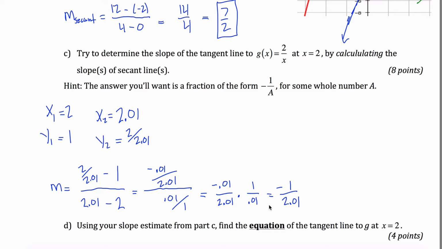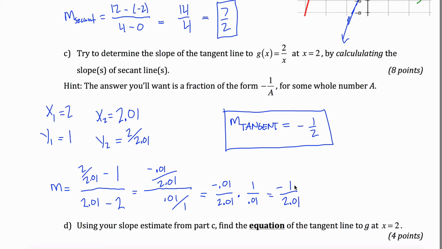And that might be enough for you to estimate the slope of the tangent line, especially because I gave you this hint. I said the answer that you'll want is a fraction in the form negative 1 over a. This is negative 1 over 2.01, but it tells me a has to be some whole number. I bet my answer, my value of a, must be 2. And I'm not even going to calculate another one. I'm just going to state that. I'm going to say m tangent, I don't know why that's capitalized, is equal to negative 1/2. That's a number that's really, really close to this guy.